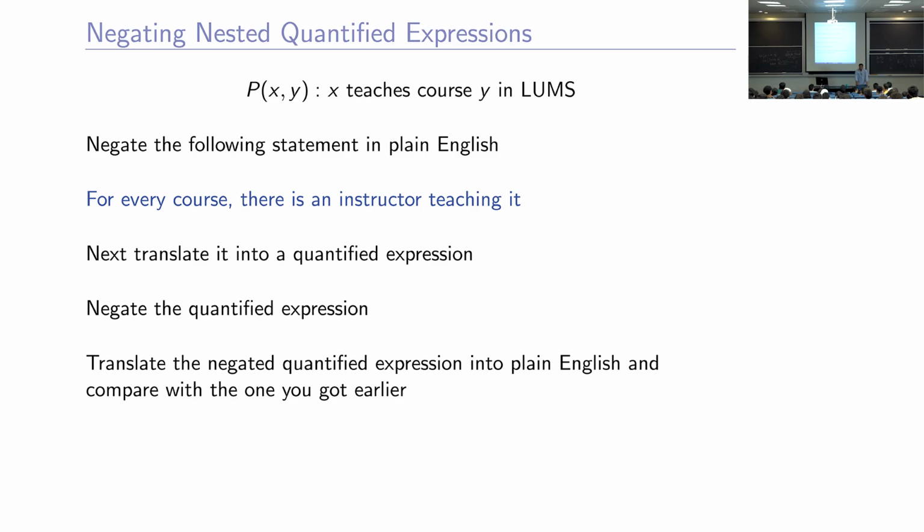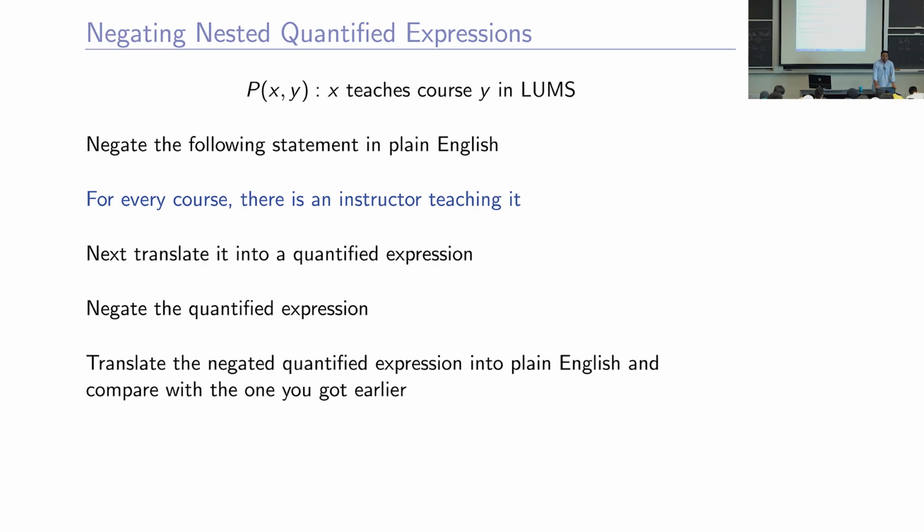Now negate the quantified expression in math. For all y? No, there exists y for all x not P of XY. Now translate that quantified expression back to English. There exists a course that none of the teachers are teaching. For all teachers, they are not teaching it. That no course is teaching it, right? And that will be the negation of the given statement.